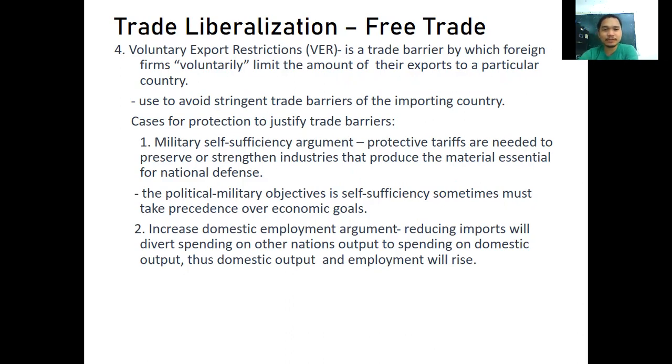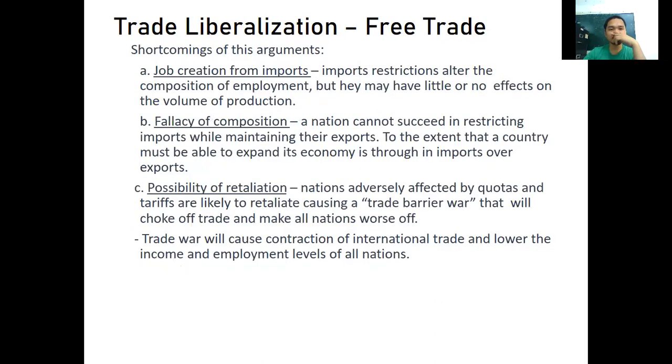So there are cases for protection to justify trade barriers. First, military self-sufficiency argument. It is protective tariffs that are needed to preserve or strengthen the industries that produce the material essential for national defense. And second, increased domestic employment argument. So, reducing imports will divert spending on other nations' output to spending on domestic output. Thus, the domestic output and employment will rise. So the shortcomings of these arguments are job creation from imports, fallacy of composition, and possibility of retaliation.